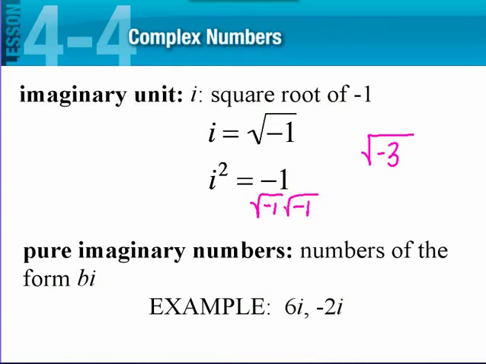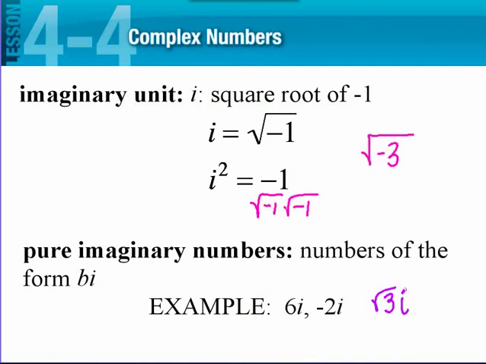And a pure imaginary number is a number of the form bi. Right now that might not make a whole lot of sense, but we're going to define something known as a complex number shortly. Anyway, a pure imaginary number is a number of the form bi, so 6i, negative 2i. You could have root 3 i, but it's just a number times i. That is what a pure imaginary number is called.